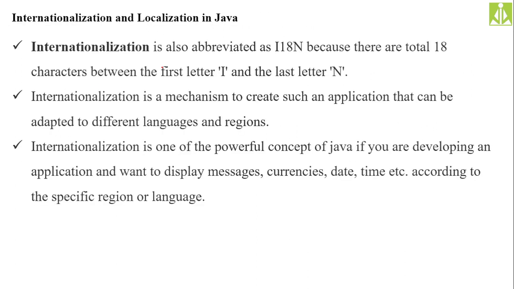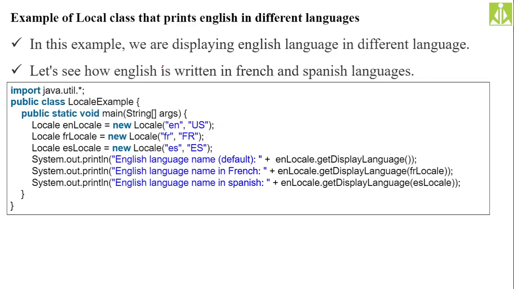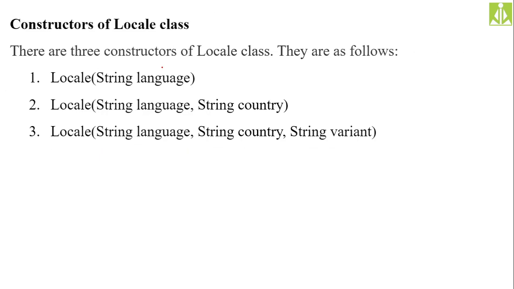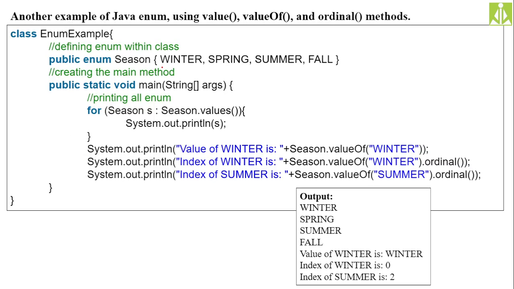Then we have the concept of internationalization. It is a small concept only, so quickly we complete all these things. So first we do the examples on enum.